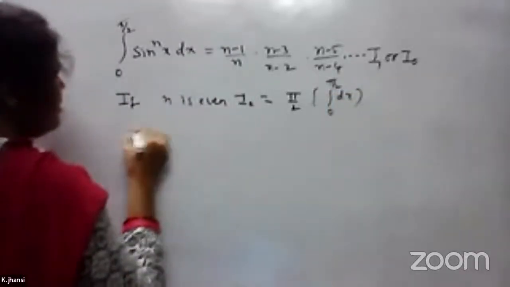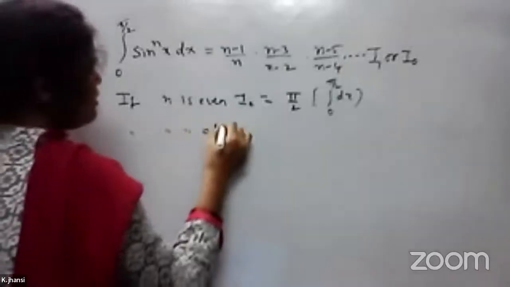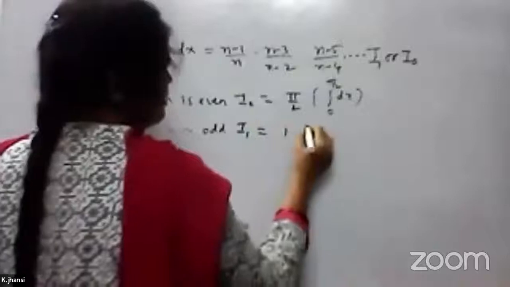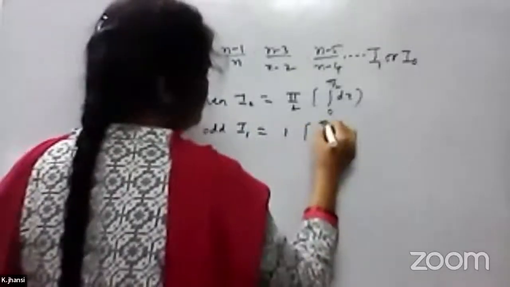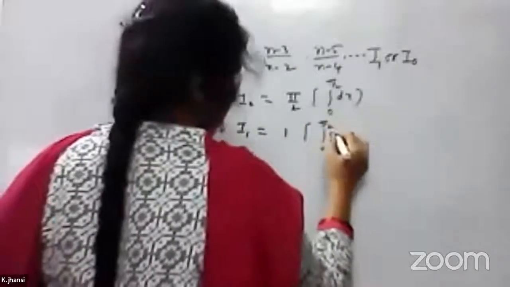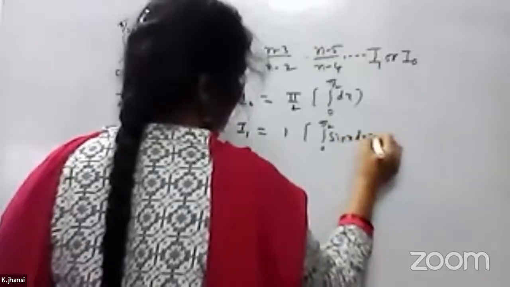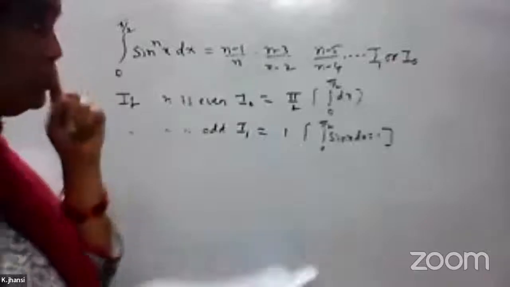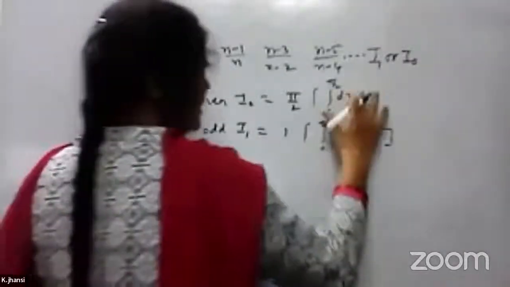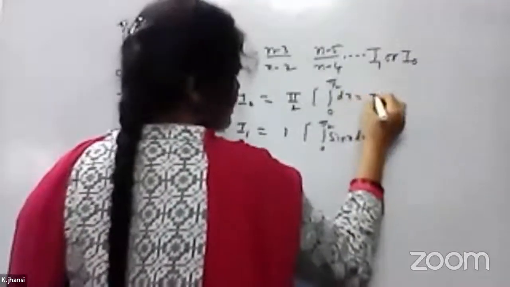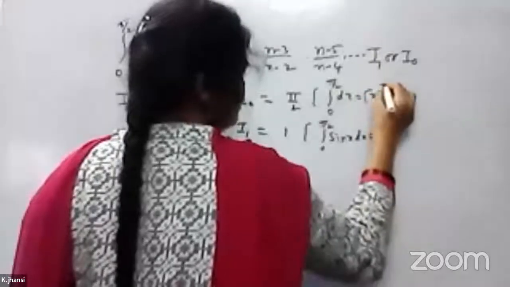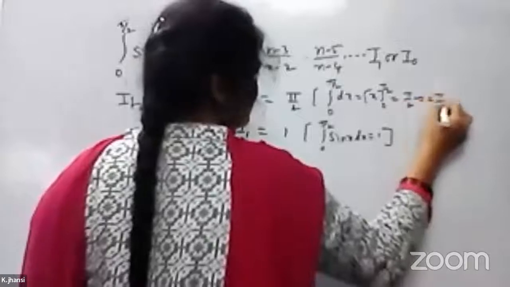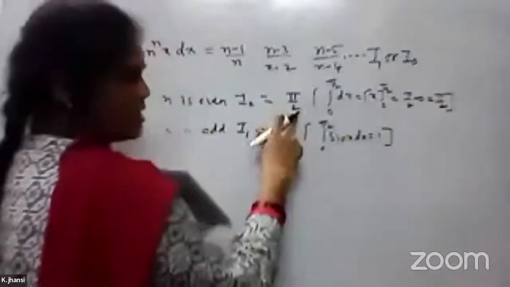If n is odd, I1 equals 1. Why? Because the integral from 0 to pi by 2 of sin x dx equals 1. Here, in the integral from 0 to pi by 2 of dx, you will get x, so x from 0 to pi by 2. Pi by 2 minus 0 gives pi by 2. That's why this is the answer, pi by 2.